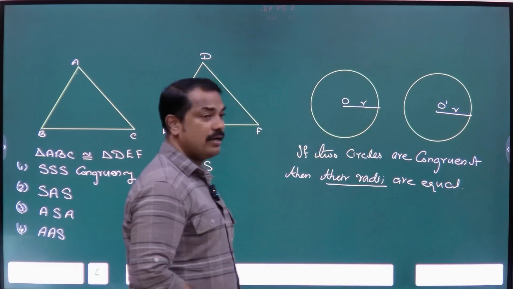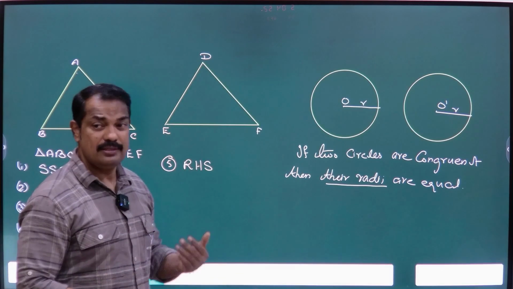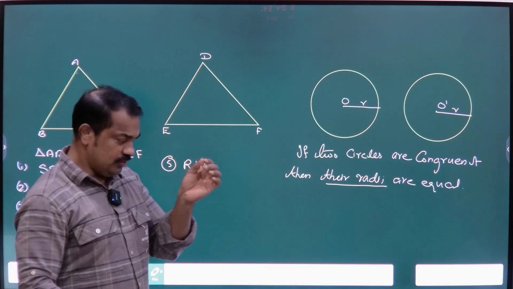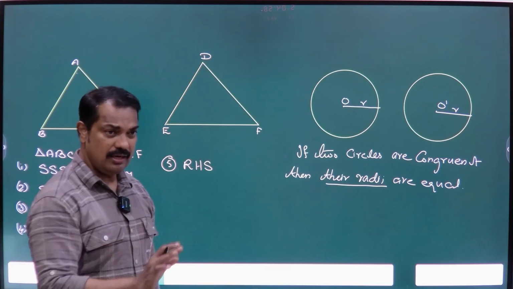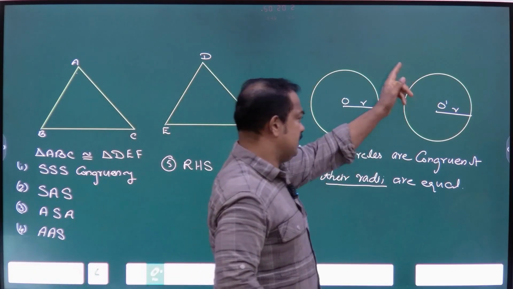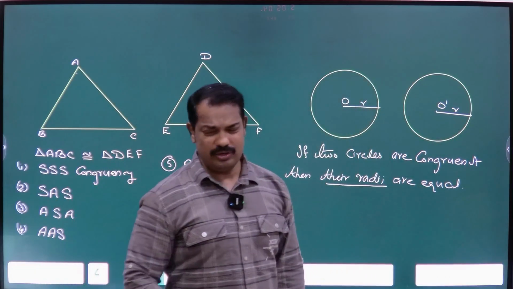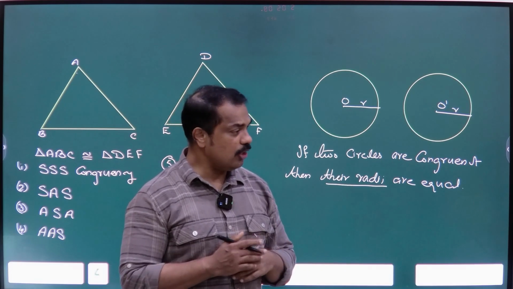Radii are equal. Two circles are congruent का मतलब क्या होगा? दोनों का रेडियस इक्वल होगा. Two circles, different circles given है, दोनों का रेडियस इक्वल है. So we can say what? That two circles are congruent. A circle of radius 2 centimeter. This is a circle of 3 centimeter. Congruent है? Why? Not congruent because the radius are not equal.